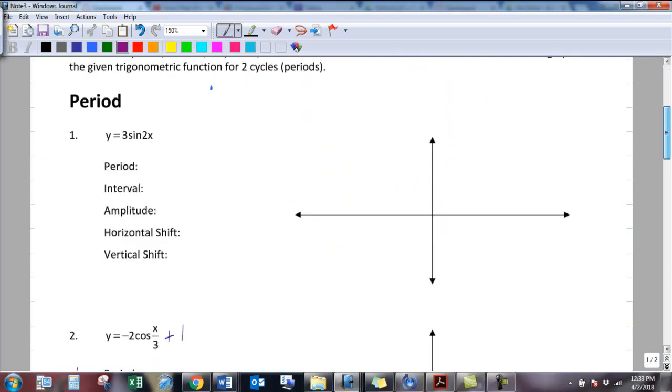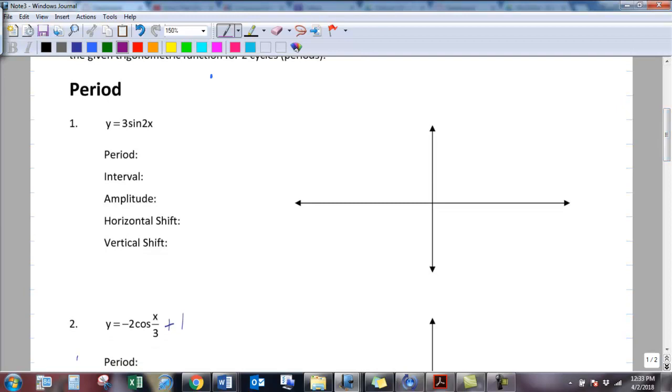Let's get into it. Here comes our first one. Y is equal to 3 sine of 2x. Now, our period is normally 2 pi. But like we said, it's going to be 2 pi divided by whatever B is. Well, in this case, what is B? B is 2. So it's going to be 2 pi divided by 2. What is 2 pi divided by 2? 1 pi.